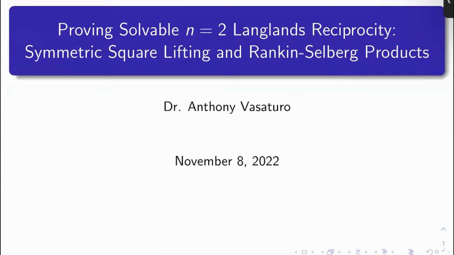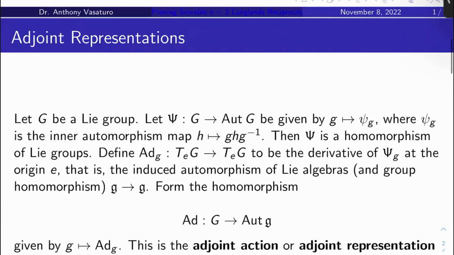Welcome back to the next video, everybody. Today, we're going to continue collecting results needed to prove solvable n equals 2 Langlands reciprocity. We're going to gather the results of the symmetric square lift and the Rankin-Selberg product result. So first, we need a little bit of Lie theory.